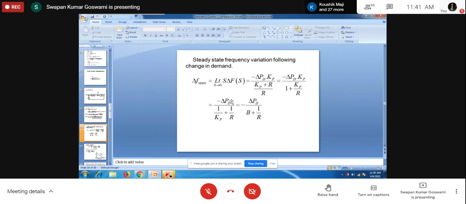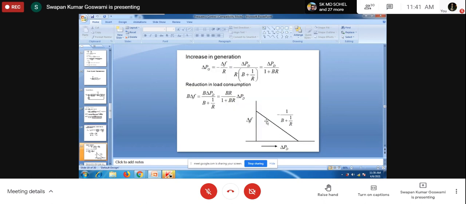And how the frequency will increase or decrease is given by this expression: delta F equal to minus del Pd by B plus 1 upon R. So these characteristics we can now draw here. This is very similar to what we have done previously for the governor alone. Now it is not the governor alone, it is a total system. Along with the action of the governor, there is the action of the load also. Taking everything together, we get the frequency response of the total system that we can draw here.